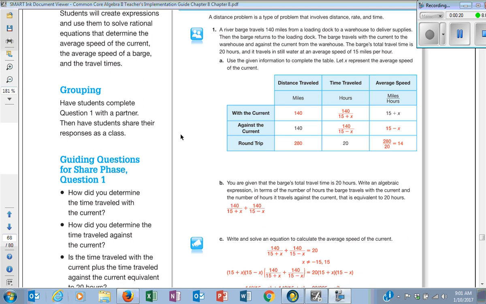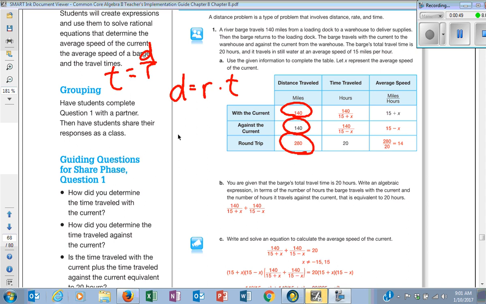But each time they're still traveling 140 miles. So that's going to be 140 and 140 for a round trip total of 280. That's probably going to be important later on. And the time traveled, remember, this is distance equals rate times time. But you can manipulate that to say that time equals distance divided by rate.